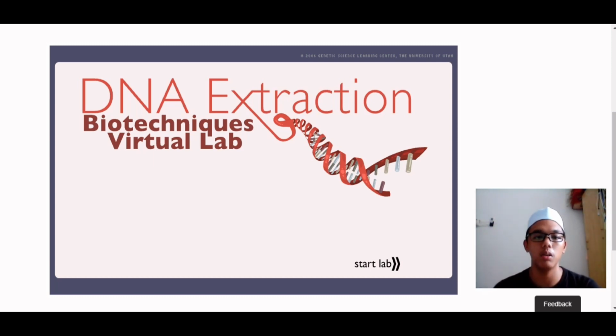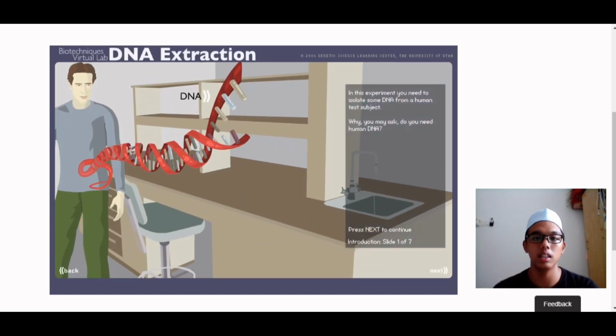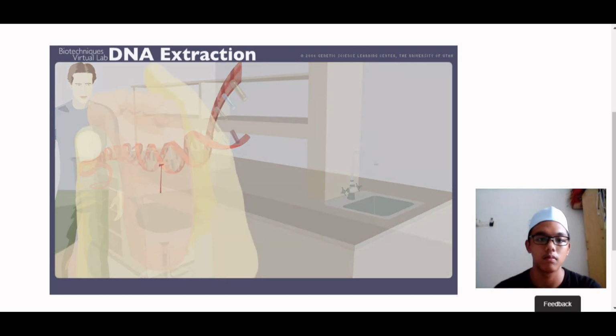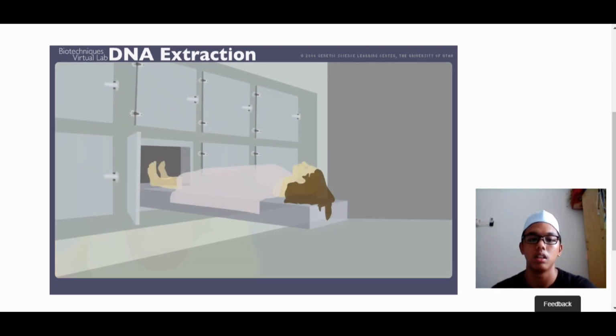23DBT201F1016. So now I'm going to do a DNA extraction biotechnics virtual lab. In this experiment, we need to isolate some DNA from a human test subject. Why do we need human DNA? So this is an example.